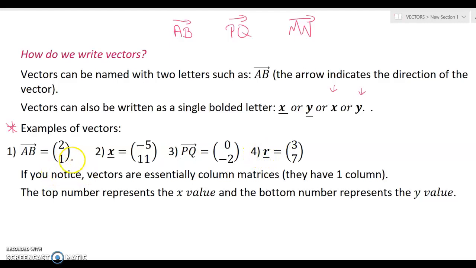Something to notice is how vectors are written. Vectors are written as column matrices. The first number represents the X value, the second number represents the Y value, right? So the top number represents the X and the bottom number represents the Y. That's basically how vectors are written.